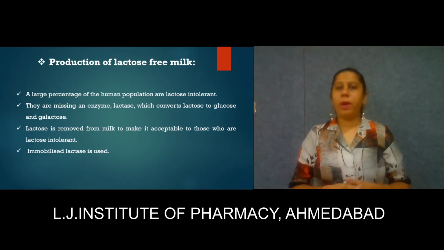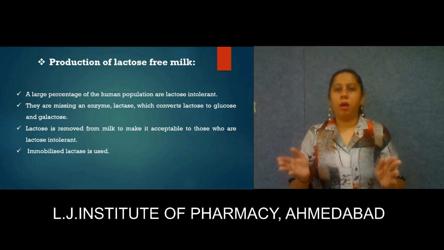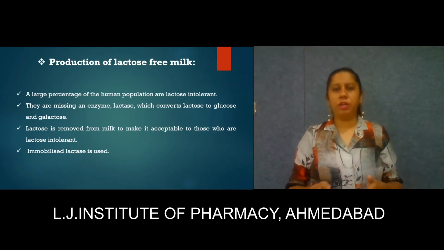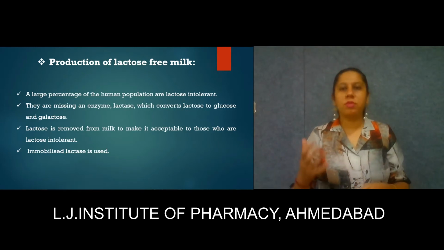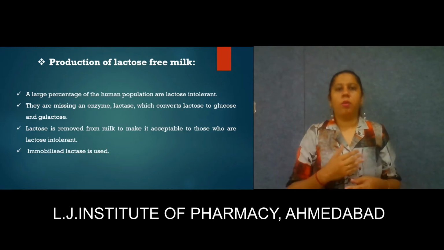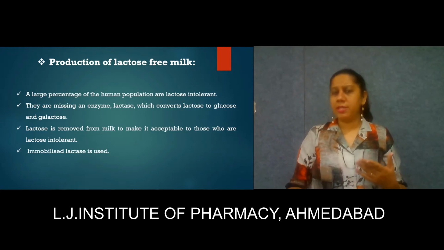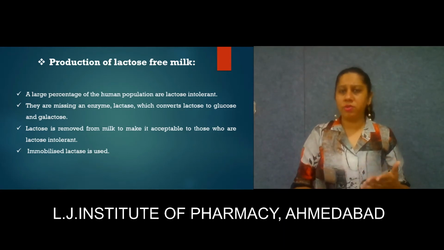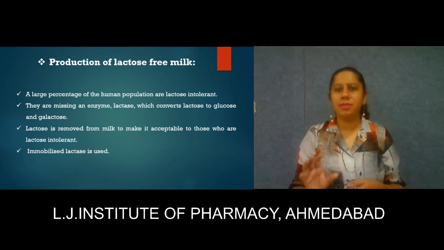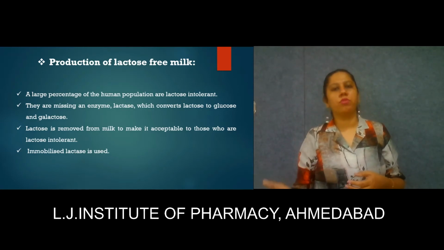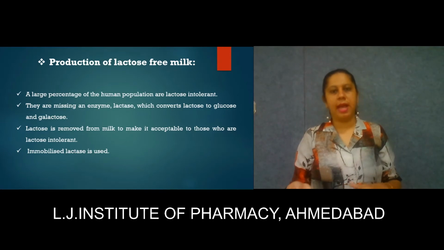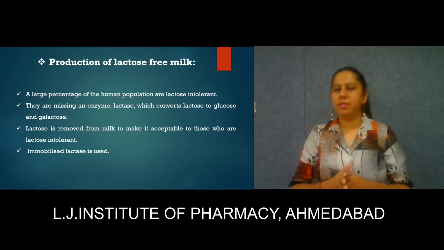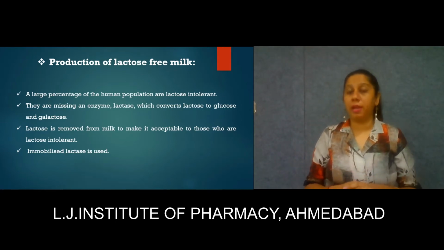Okay. The next application is in production of lactose-free milk. Now, why do we require lactose-free milk? Because many of the population is lactose intolerant, right? So we want to produce lactose-free milk. In the lactose intolerant patient, the enzyme lactase is missing, which converts lactose to glucose. So lactose is removed from the milk with the help of this enzyme, and the immobilized lactase is used in production of lactose-free milk.